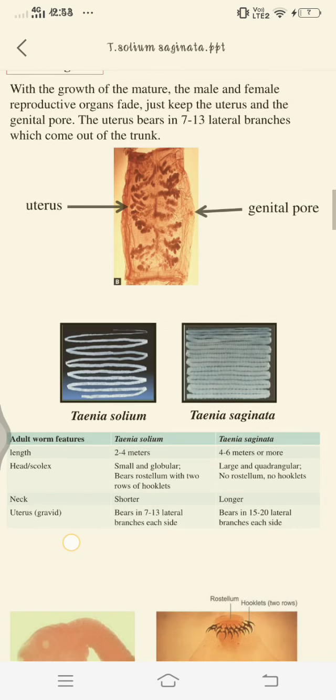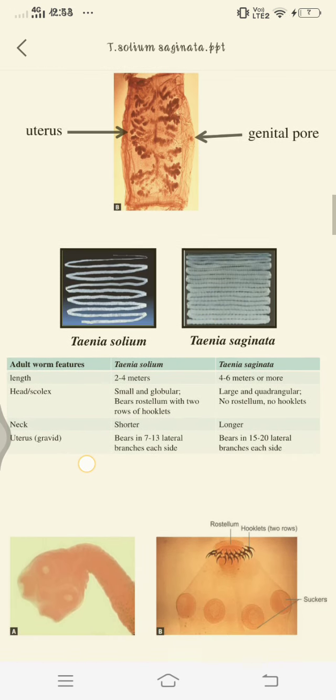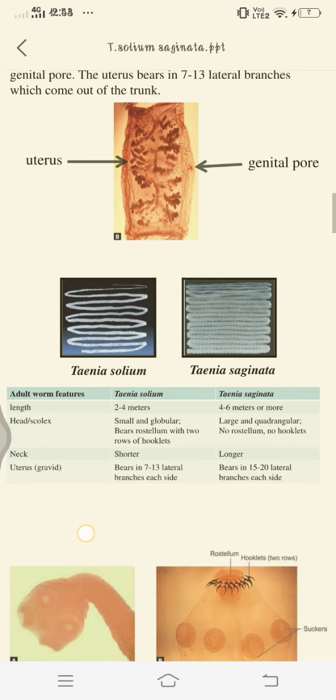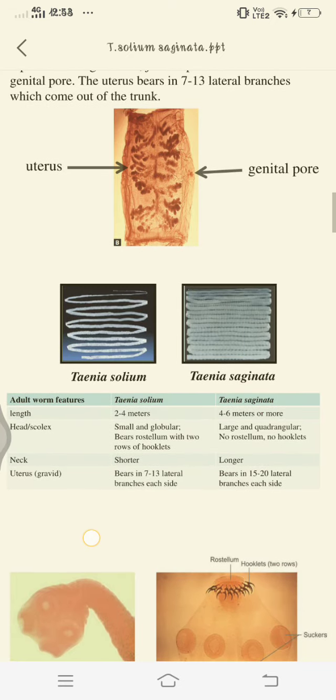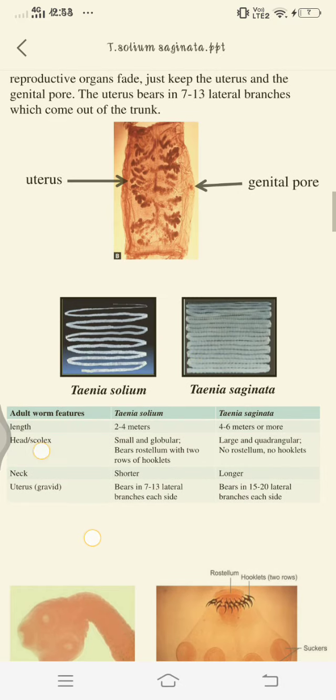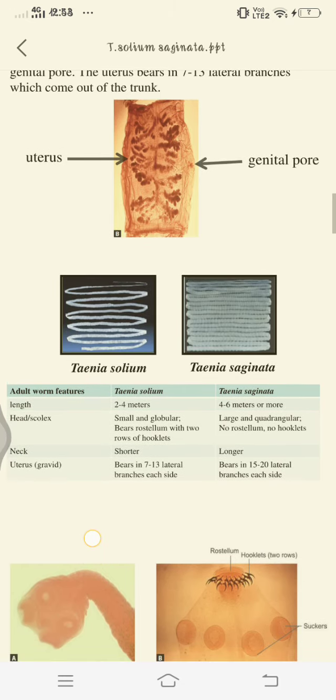Solium is somewhat small, but saginata is very big in length. You can see the adult worm features. Length: in solium 2 to 4 meters, but saginata 4 to 6 meters or more. The head or scolex is small and globular, bearing the rostellum with 2 rows of hooklets, as we have understood just now. But saginata has a large, quadrangular head. Remember, here the head is small and globular, but there it is quadrangular. This is a very important feature: quadrangular head, no rostellum, no hooklets.